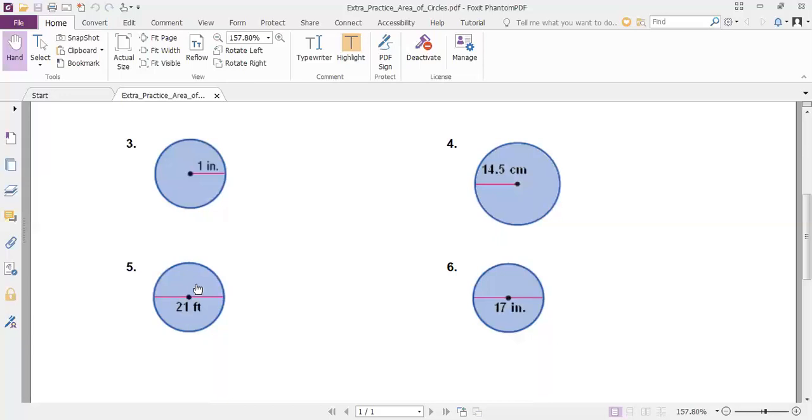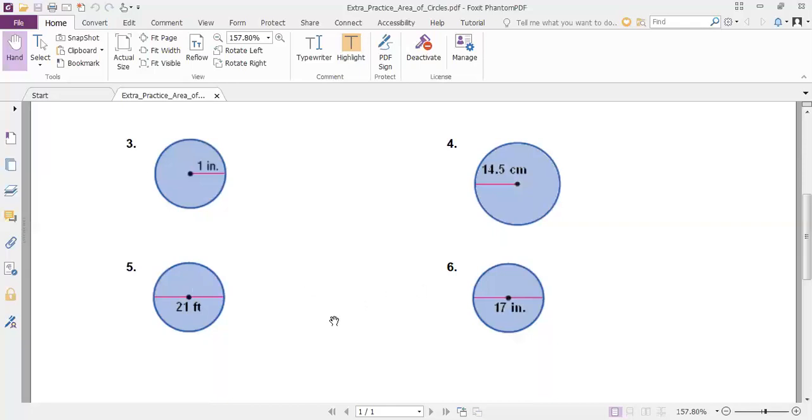You will divide it by 2, right? 21 divided by 2, Faisal, equals what? So the first step, divide this one by 2. It equals 10.5. Right, so the radius is equal to 10.5.